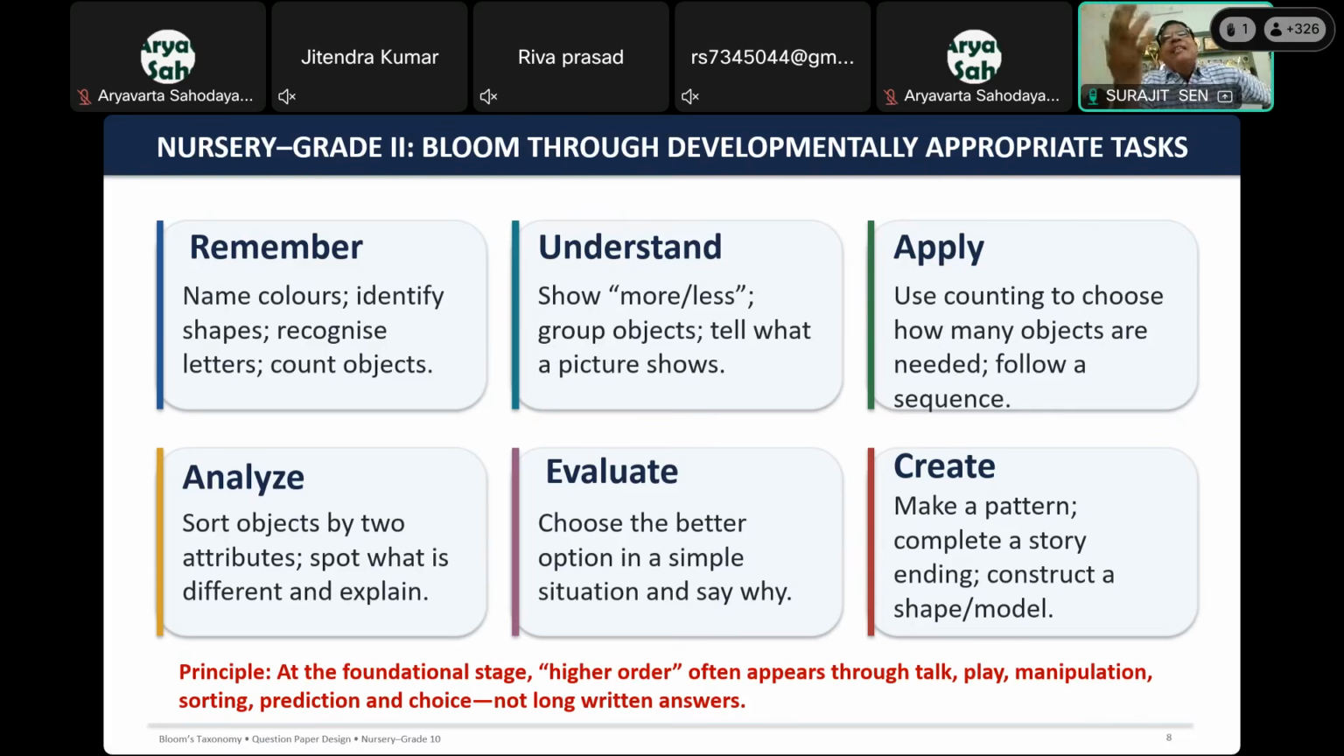These things are actually what we have been discussing time and again, to make the child evaluate things and understand things. And then: make a pattern, complete a story ending, construct a shape model.